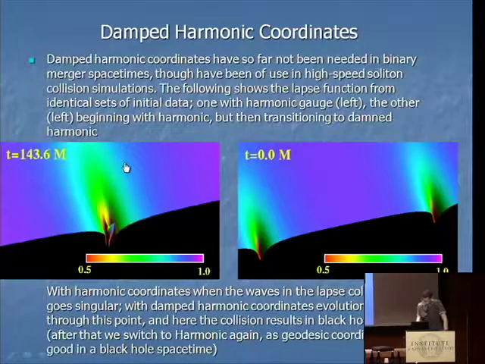And now with the damped harmonic gauge, this is the case which actually does form a black hole. So we're safe. The LHC is going to form black holes, and they will destroy the Earth. So science is in a good position.